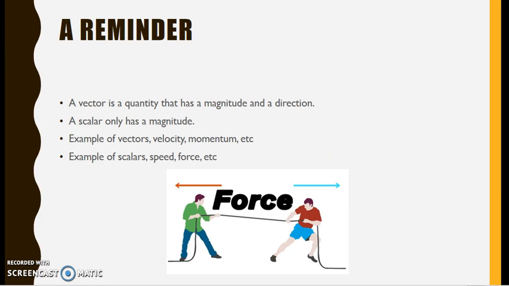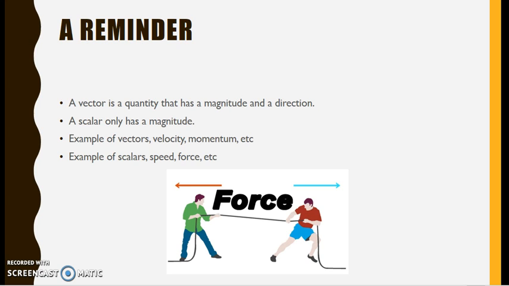Alright, so if you don't remember, here's a reminder. A vector is a quantity that has a magnitude and a direction. A scalar is only a magnitude.